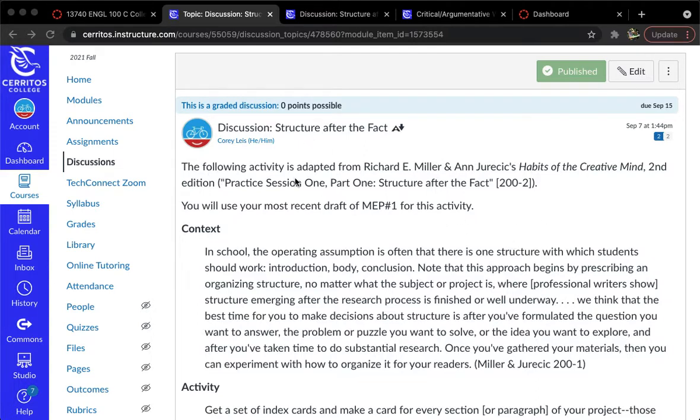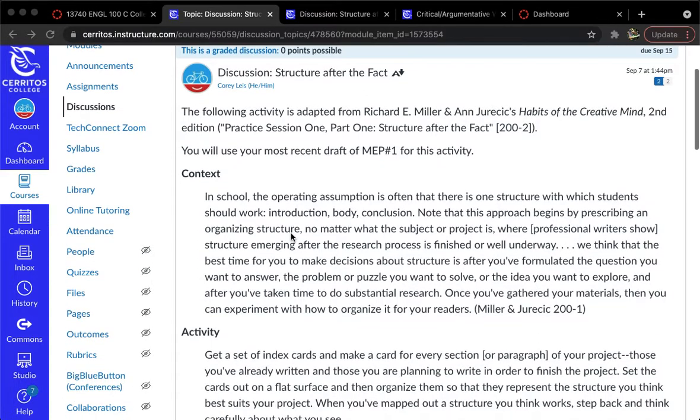The following activity is adapted from Richard E. Miller and Ann Juresik's Habits of the Creative Mind, 2nd edition, and this is an activity called Practice Session 1, Part 1, Structure After the Fact. So what you're going to do is take your most recent draft of Major Essay Project number 1, and use it to conduct this activity.